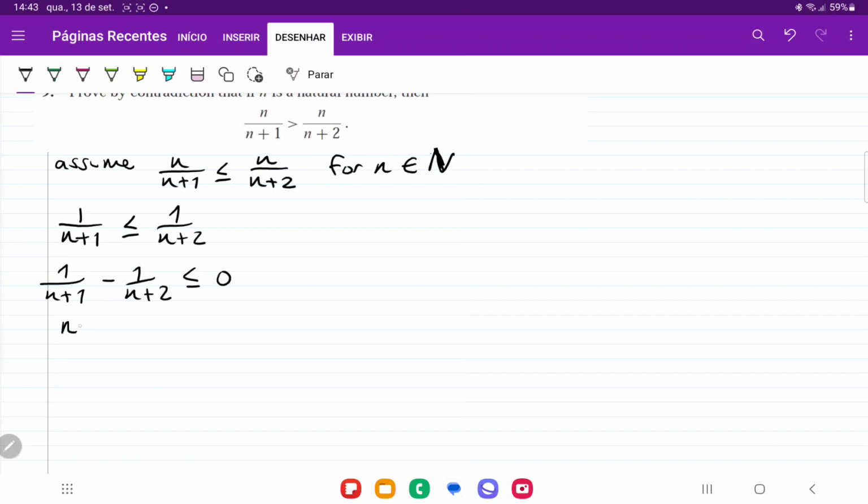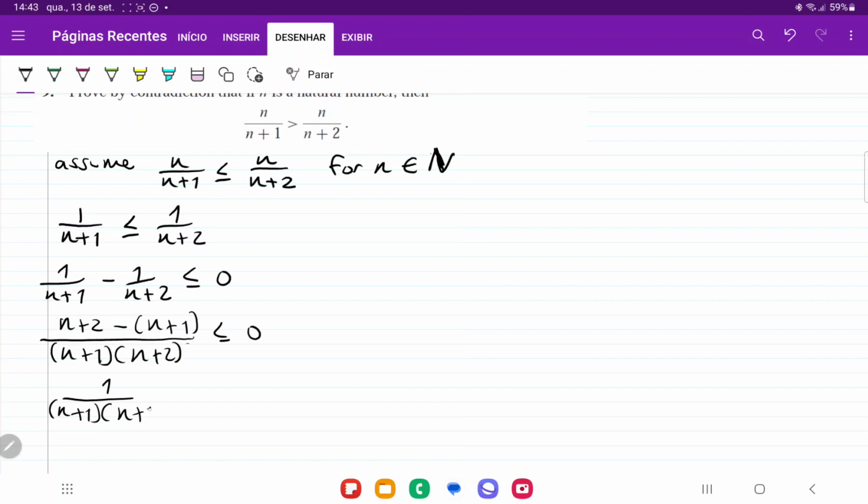So I have that n plus 2 minus n plus 1 over n plus 1 times n plus 2 is less than or equal to 0. When I do this, the n minus n cancels out, and 2 minus 1 is just 1. So 1 over n plus 1 times n plus 2 is less than or equal to 0.